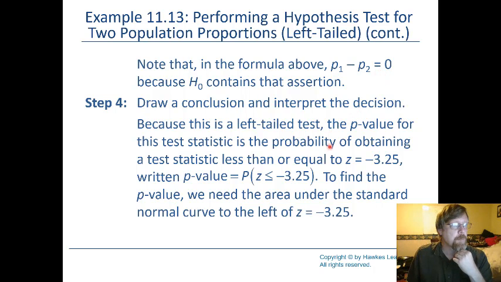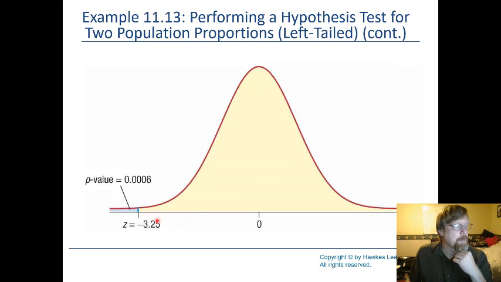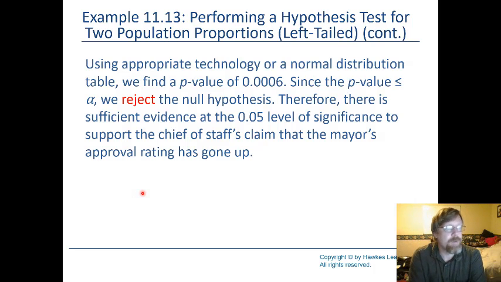So we've got 3.25 as our calculated test statistic. We can look up the p-value associated with that, which they are not going to give us on this slide. So the p-value from the tables is 0.0006. That is less than our 0.05, so we can reject the null hypothesis, and there is sufficient evidence at the 5% significance level to support the claim that the approval rating has gone up.